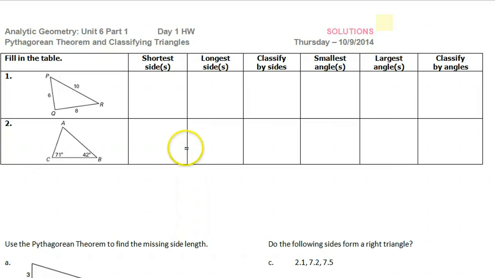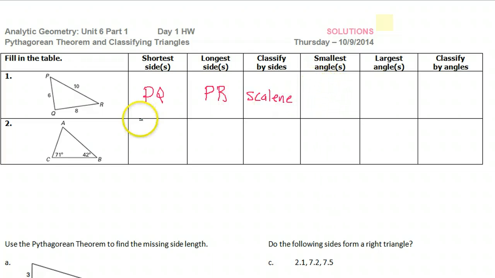Alright, let's look at these problems here on the next page. When you look at a triangle, obviously you can tell from problem number 1 what the shortest and longest sides are because the sides have numbers. So the shortest side is side PQ. The longest side is PR, and we can know because it has a 6 and a 10 right there. So if I wanted to classify this by the sides, all three are different, so that makes this scalene.